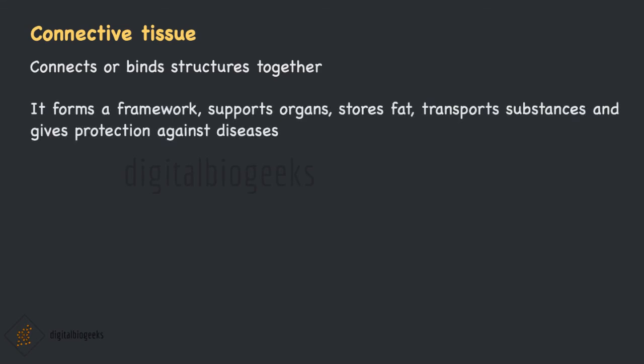Now moving on to connective tissue. From the name itself we can understand the function of this tissue. Connective tissue connects or binds structures together. It forms a framework, supports organs, stores fat, transports substances and gives protection against diseases. These connective tissues occur throughout our body. As I said earlier, blood is a connective tissue which transports substances. Bone is a connective tissue which gives support. Let's understand more about it.